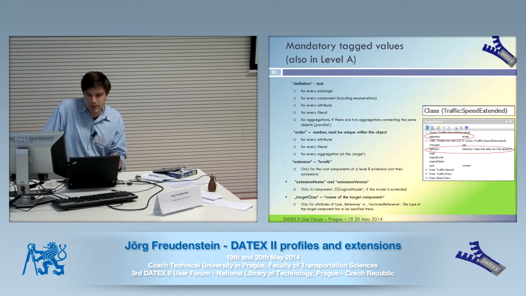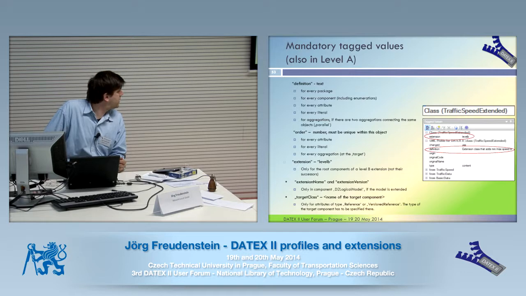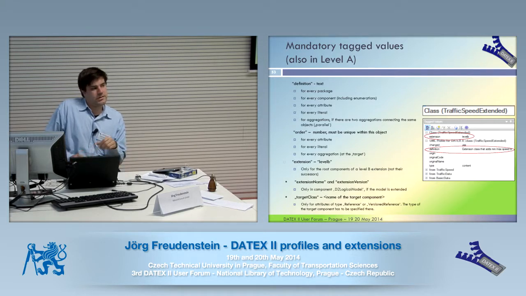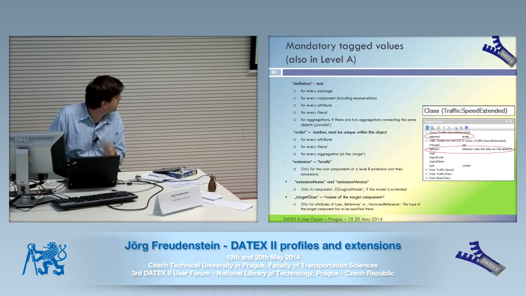The extension level B is only used for the root components of the level B extension. I explained that before. We have extension name and extension version in the main component. And for references, we have the tagged value target class. When you make a reference, you need to give the type of target class where this reference will point to. And here on the right side, you can see how it is looking in Enterprise Architect. For instance, here you have got the extension level B tag, and here you have got the definition tag.